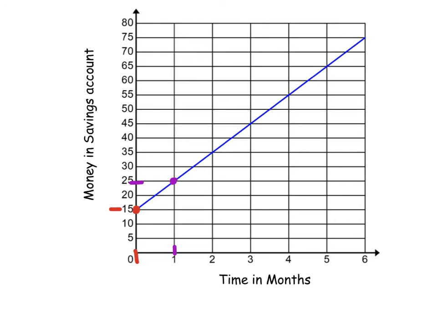And then we could see these other ones. 2 months, $35. 3 months, $45. 4 months, $55. 5 months, $65. And 6 months, $75.